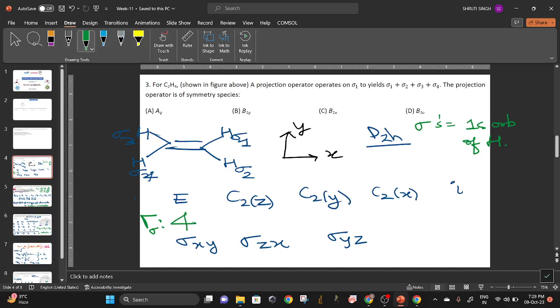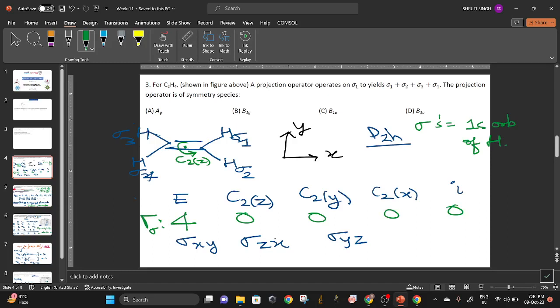Under C2z, all will change place, so it will be 0. Under C2y, all will flip: 1 and 2 will come here, and 3 and 4 will go there. So it will be 0. Same case with C2x, it will be 0. Under i, this will also be 0 because these two will get exchanged.